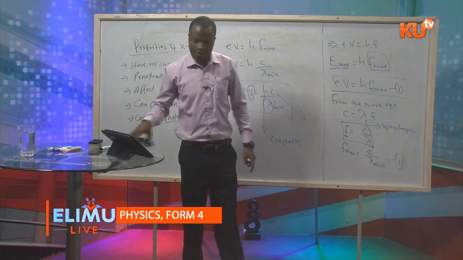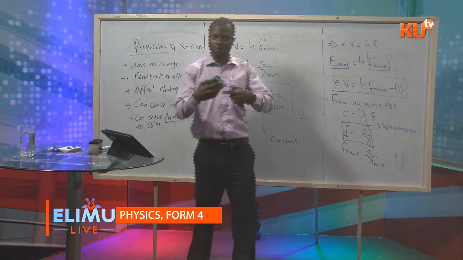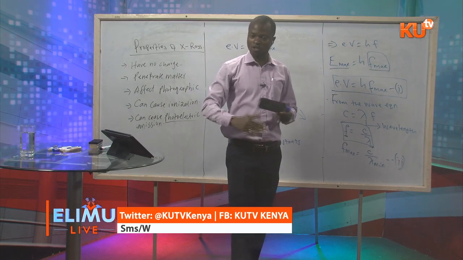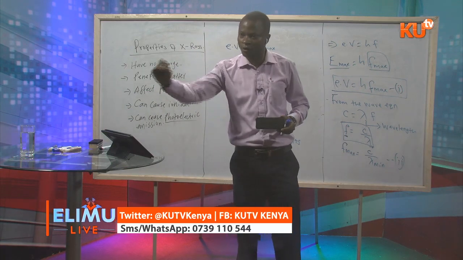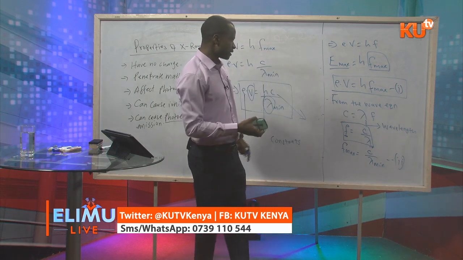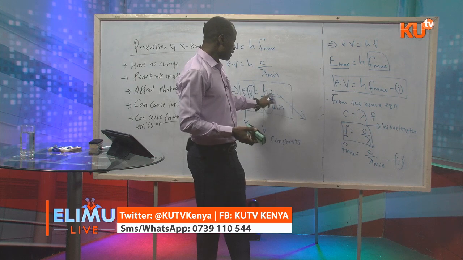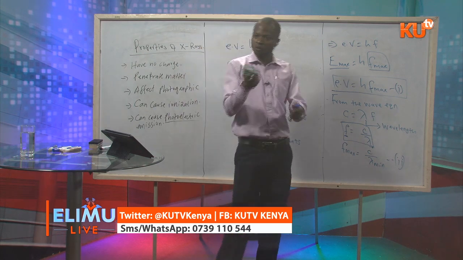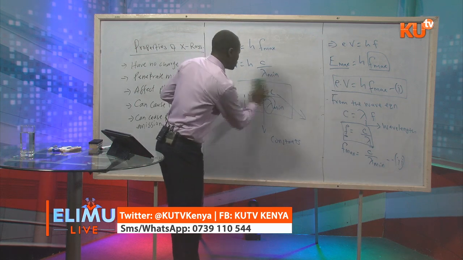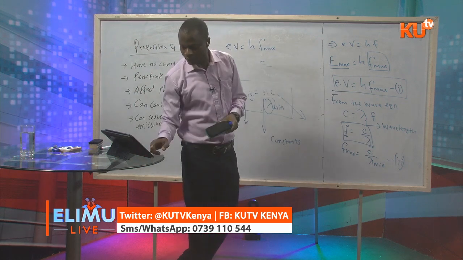In KCSE, these constants are always given on top of the paper. So you need to check as you read the instruction somewhere, you'll be told to use the following constants. I had some students asking in an exam, we are not given C, we are not given this, but they are always given on the cover page, so you need to be very careful. Now let's look at some examples.